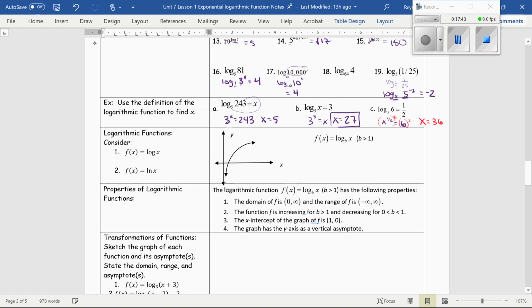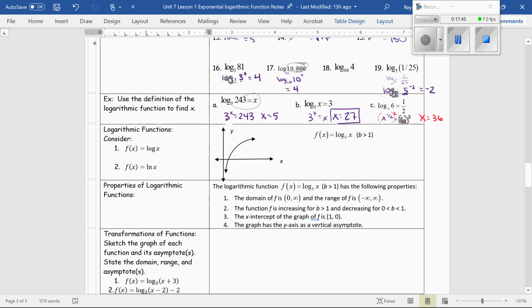When you look at the graph for these, they're going to be that reflection over the y equals x line. Remember, these are inverse operations, so our x and our y are trading places. Our domain now goes from 0 to infinity. Our range is negative infinity to positive infinity. Our function is increasing if b is greater than 1 and decreasing if it's between 0 and 1. That part doesn't change. Our x-intercept is (1, 0) instead of (0, 1). Remember, our x's and y's traded places. And the graph has the y-axis as a vertical asymptote, so x equals 0 is your vertical asymptote.